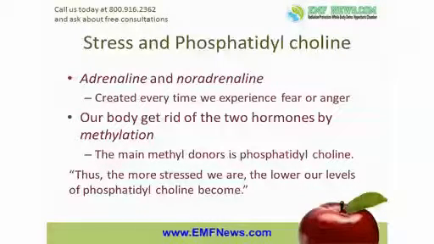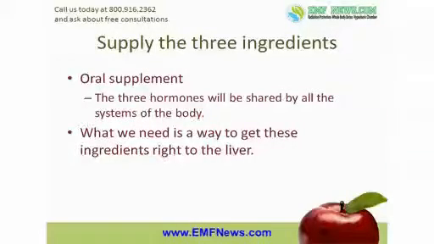These are just 2 examples of how toxins, both internal and external, can cause us to become chronically deficient in glycine, taurine, and phosphatidylcholine. So, why not just take these 3 ingredients in an oral supplement? Wouldn't that work? Only partially. You see, the body has many uses for these 3 ingredients, and if you take them orally, they will be shared by all the systems of the body. What we need is a way to get these ingredients right to the liver, where the bile is made in the first place.